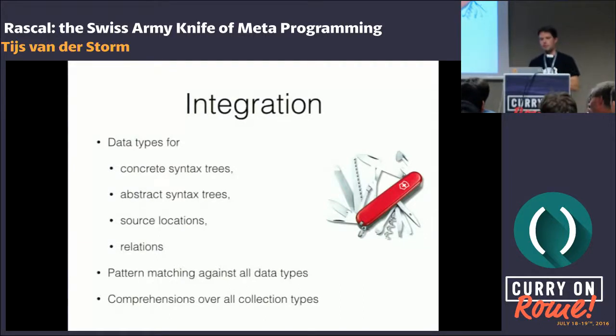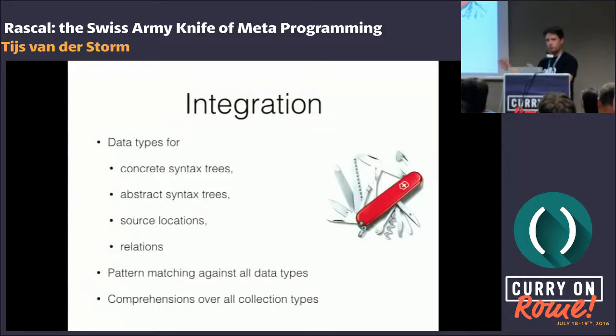So, for instance, we have a lot of built-in data types, like data types for concrete syntax trees, which are sort of abstract syntax trees, but you don't throw anything away. We have abstract syntax trees, of course, but we also have a data type for defining source locations, because often you do something with some part of the source code in your processing. And then we have pattern matching, really powerful pattern matching constructs to do pattern matching against all the data types. So we can write patterns against all values that are present in Rascal.